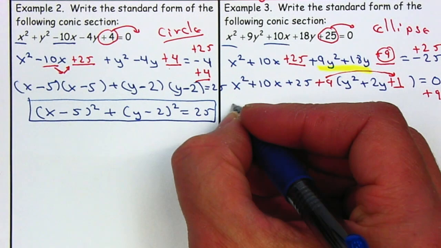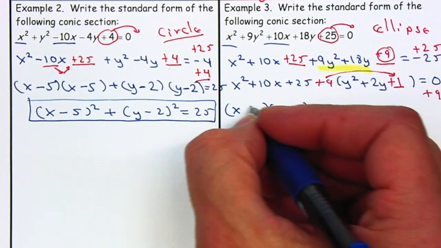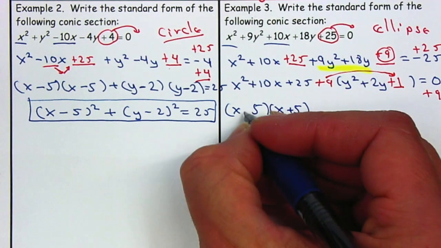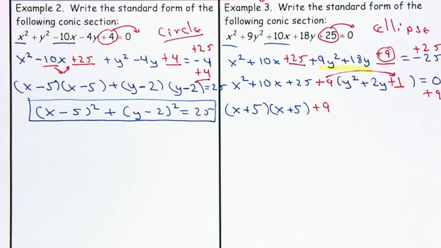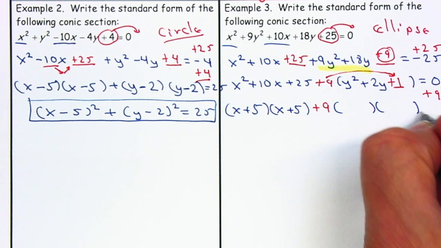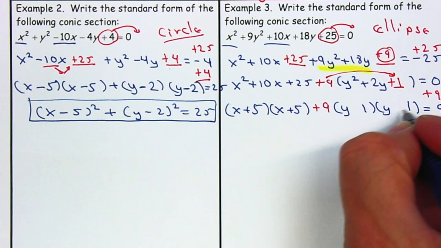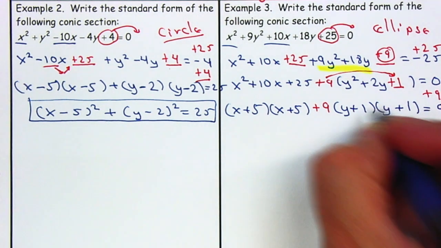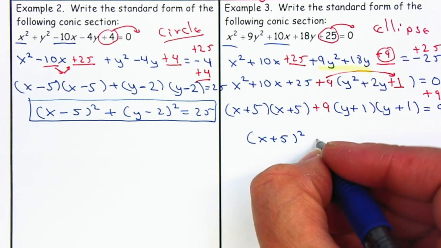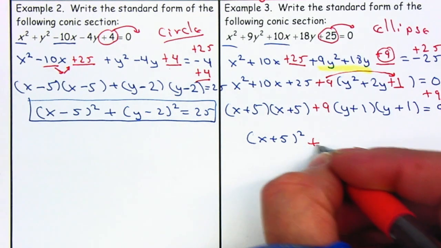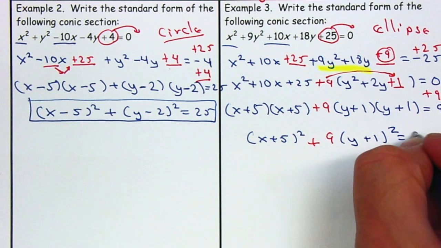I'm now going to factor this out, double parenthesis, x and x. Factors of 25 will be 5 and 5, and they both have to be positive. And plus 9, double parenthesis, is equal to 9. So y and y, factors of 1 are 1 and 1, and they both have to be positive. I'm going to rewrite it, so it'll be x plus 5 squared plus 9 times y plus 1 squared is equal to 9.